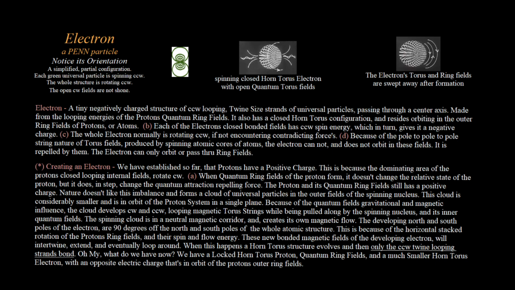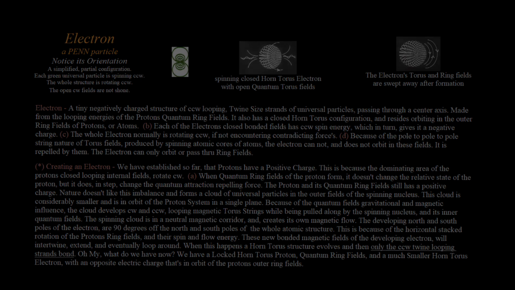Oh my, what do we have now? We have a locked horn torus proton, quantum ring fields, and a much smaller horn torus electron, with an opposite electric charge, that's in orbit of the proton's outer ring fields.